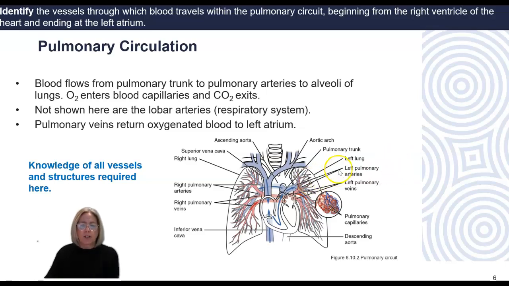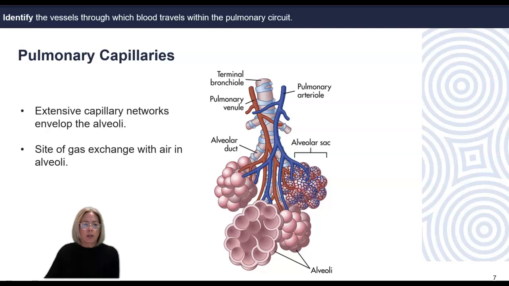And then, of course, that oxygenated blood comes back to the left side of the heart via the right and left pulmonary veins, 2 of each leaving each lung. This slide is just showing you this extensive capillary network that envelops the alveoli.